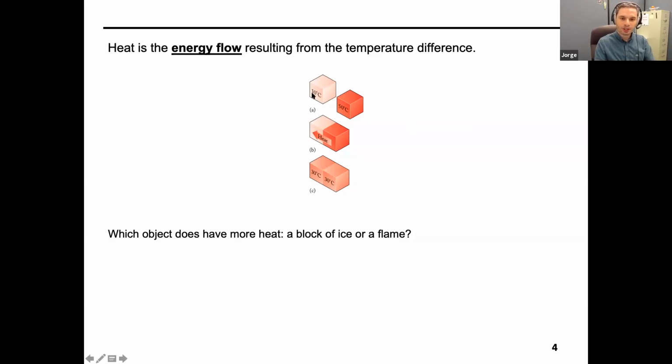When they reach the same temperature, that's called thermal equilibrium, and that means same temperature and means the energy is not flowing anymore.